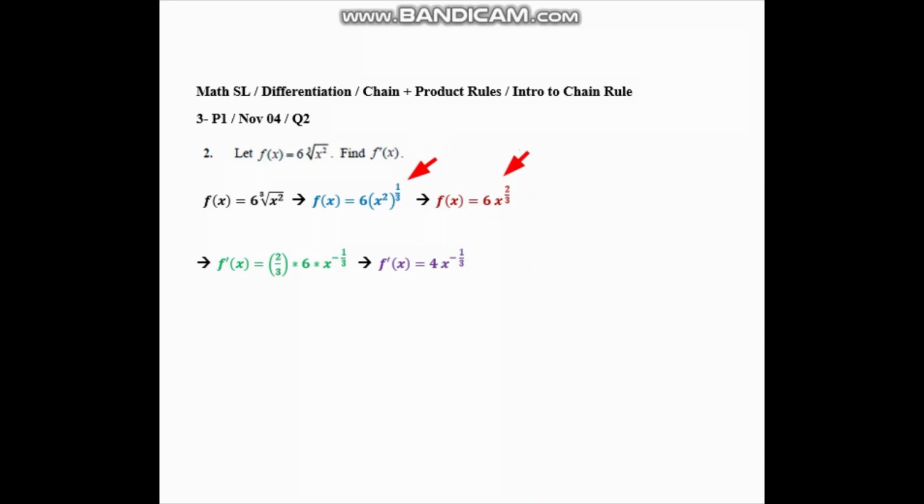So x to the power of 2 to the power of 1 over 3 is the same as x to the power of the two exponents multiplied by each other. So 2 times 1 over 3 gives me 2 over 3. I've multiplied the exponents by each other. Now, by doing these simplifications, I no longer even have a chain rule problem.